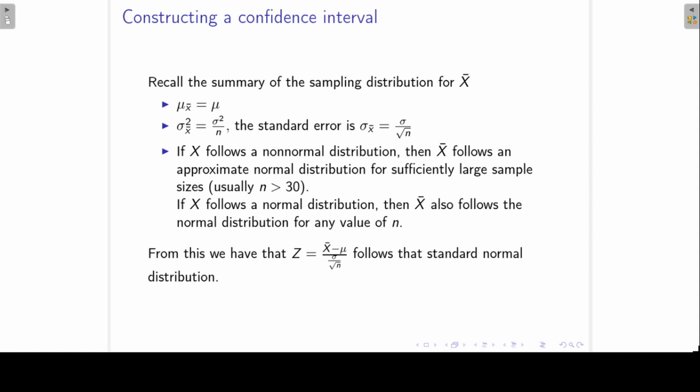n. If the population follows a non-normal distribution, then the sampling distribution of x bar follows an approximate normal distribution for sufficiently large sizes of n. If x follows a normal distribution, then x bar, the sampling distribution of the sample mean, also follows the normal distribution for any value of the sample size. From this we can see that if we standardize x bar by subtracting mu and dividing by the standard error sigma over square root n, then this standardized statistic will also follow the standard normal distribution.